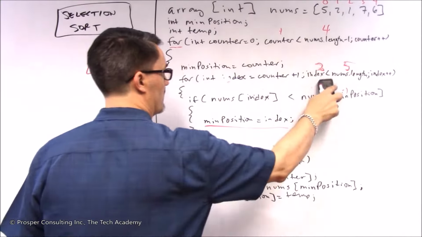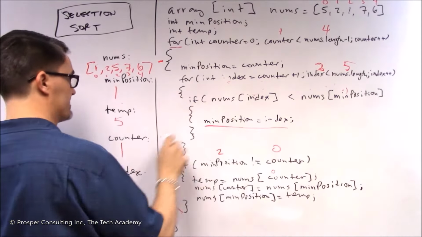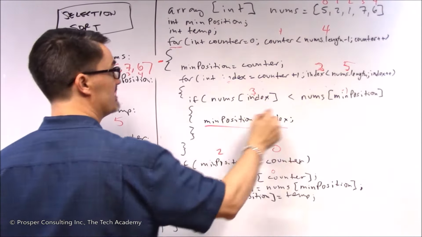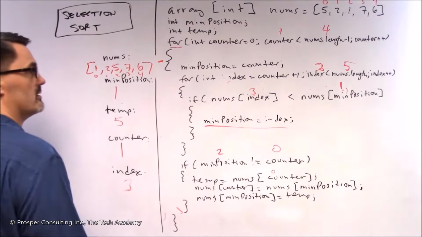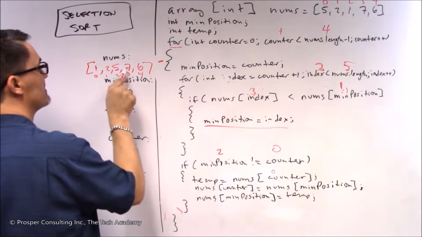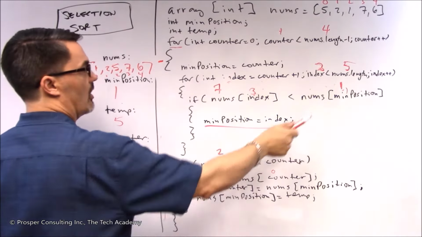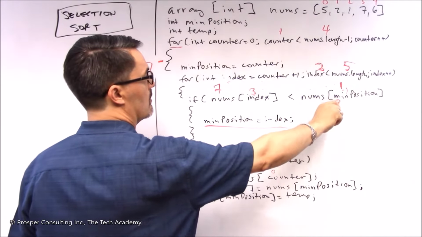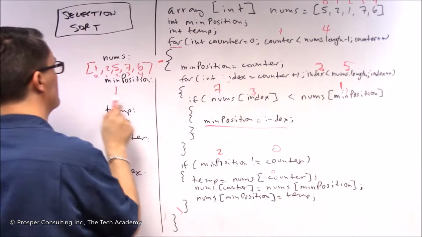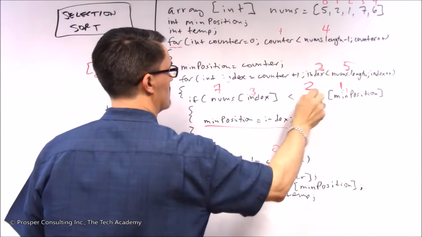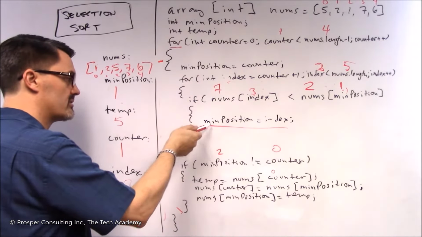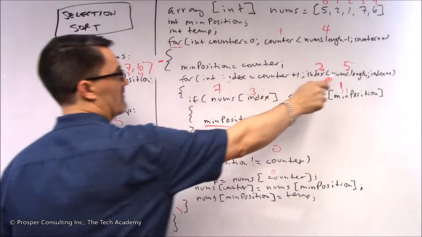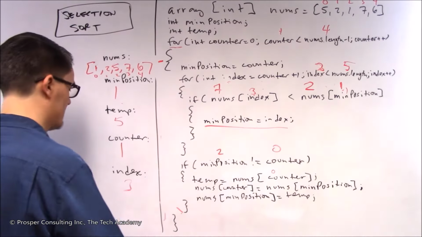But we do it with different positions in the array. Index is now equal to 3, and min position still equal to 2. Sorry, 1, still equal to 1. Good. So what's the value at 3? Well, it's 7. Okay, over here. Min position 1, the value is 2. Is 7 less than 2? No, absolutely not. So we do not execute this statement. We reach the end of the loop. We increment index. Index becomes 4.